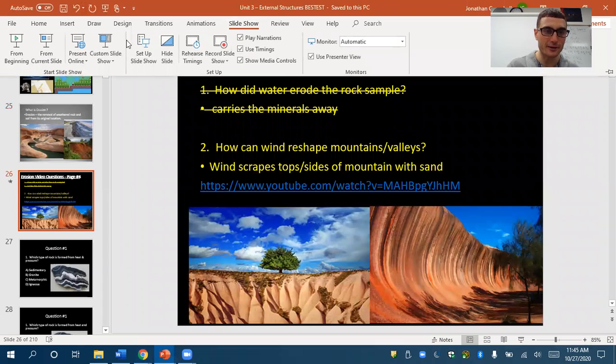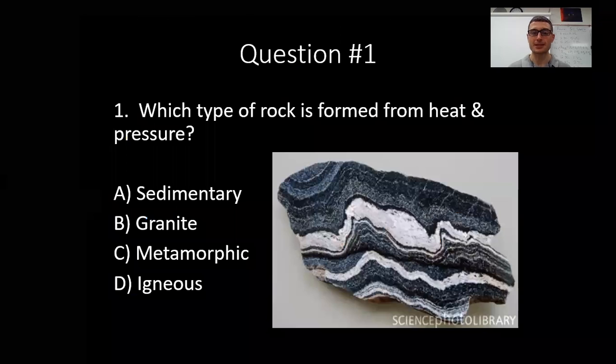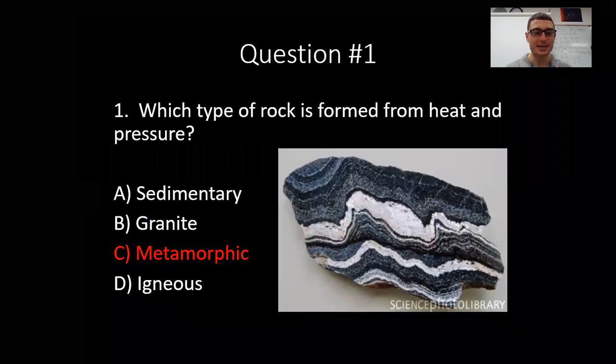So if you look here, again, how can wind reshape mountains and valleys? Ignore that. Okay, let's do our question, guys. Again, key thing to know, which type of rock is formed from heat and pressure? Gotta know. We just did it. It's going to be C, metamorphic.